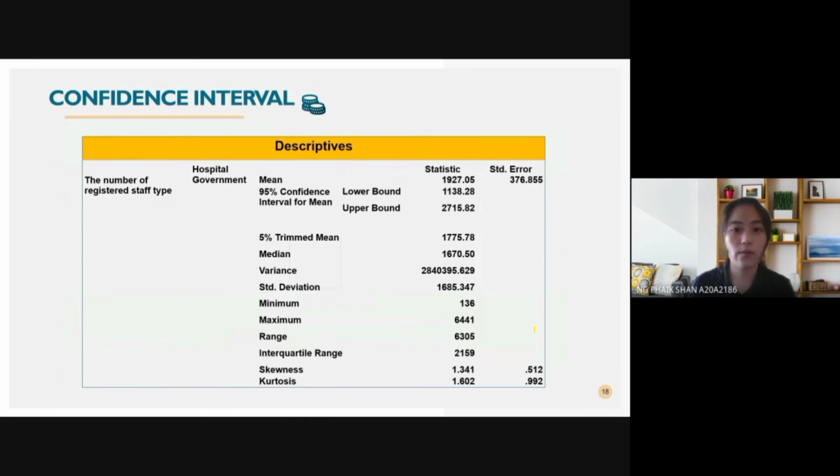Confidence interval. The 95% confidence interval, at 0.05 significance level, can be read as the confidence level. By using SPSS, the results show the lower boundary and the upper boundary. Therefore, it can be said that we are 95% confident that the population parameter is between 1138.28 and 2715.82. The standard error for this dependent variable is 376.855.